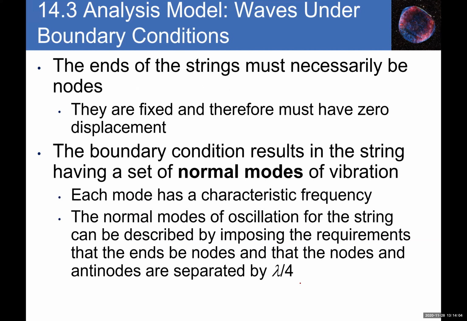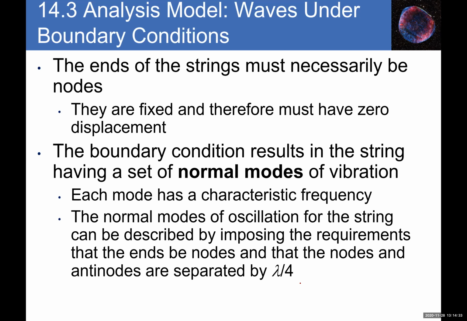For the string wave, both ends have to be nodes because both ends are fixed. We're always going to have one extra node compared to antinodes, as you will see from a shape that I will show you in a minute. A node is a point where there is no oscillation. That means it is a part of the string that is not oscillating.